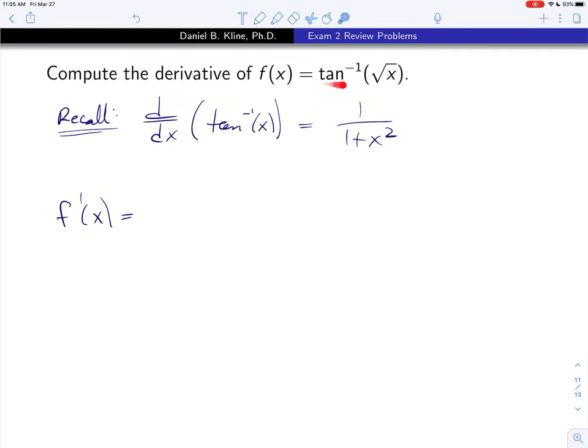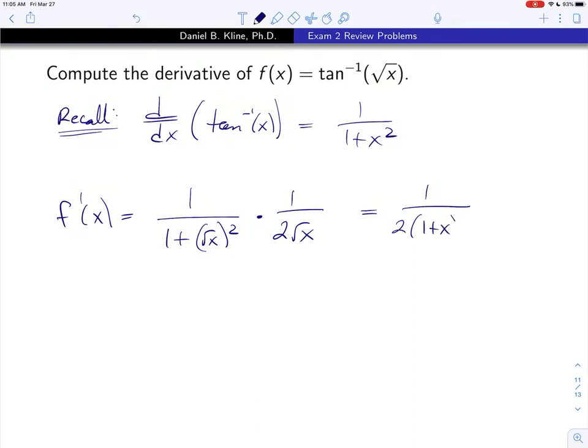I take the derivative of the outside, arctangent, and plug in square root of x. So this is 1 over 1 plus square root of x squared. Then I multiply by the derivative of the inside, which is just 1 over 2 root x. And so this, let's move the half out front. So this is 1 over 2 times, this becomes 1 plus x. So 1 over 2 times 1 plus x. And then there's a dangling root x left along, so we'll grab that one. And there we go. That's that.